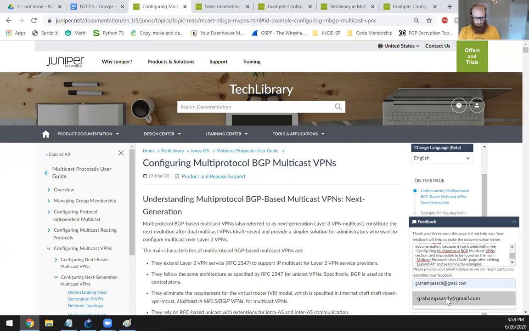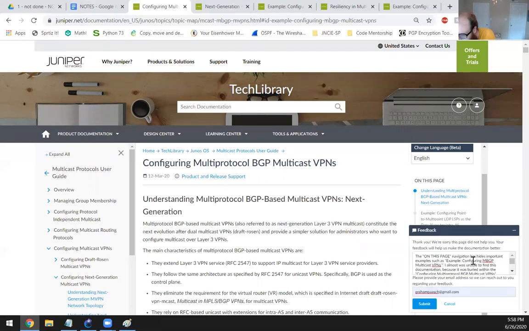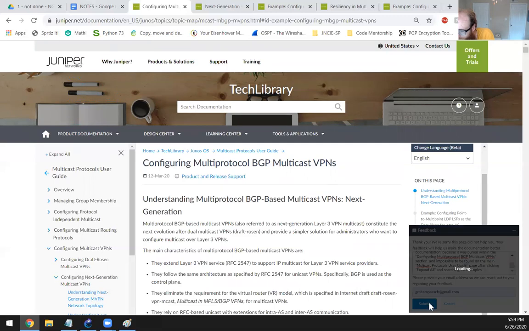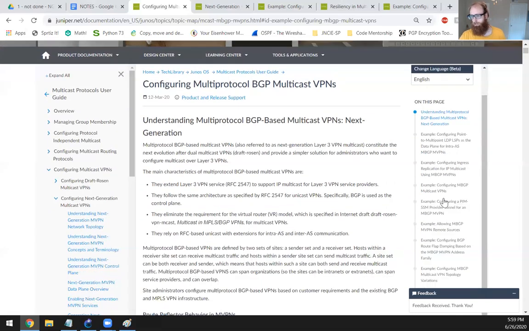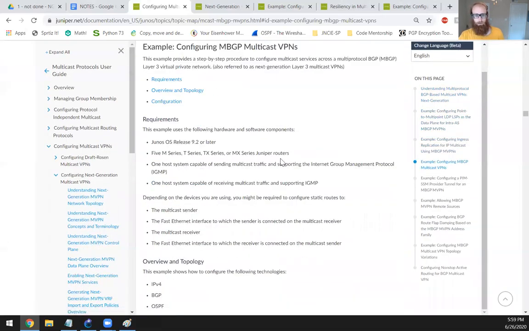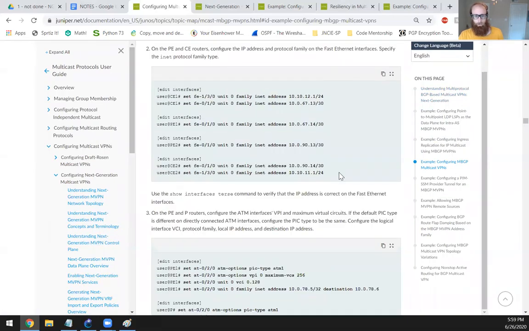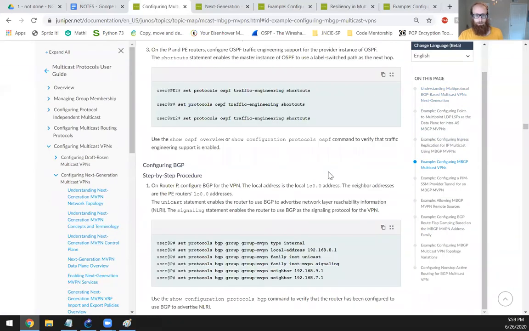Okay, so I think that's going to be good. So the on this page navigation bar hides important examples such as example configuring NBGP multicast VPN. I almost was unable to find this documentation because it was buried within the configuring multicast BGP protocol VPN section and impossible to be found on the main multicast protocols user guide page after clicking expand all and searching for examples. Okay, so I think that's good feedback because I almost did not see this. And this is literally the exact lab I need to do. I was kind of afraid they didn't even have this lab.